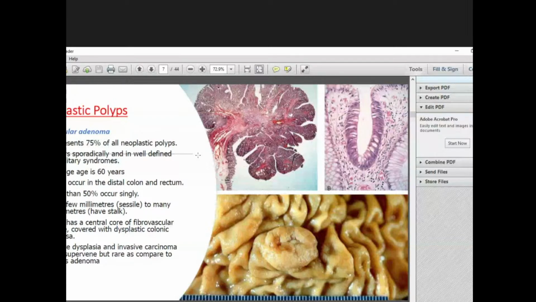If they are purely tubular adenoma, they are usually seen as single, and their size can be a few millimeters to a centimeter. They can be sessile, they can be pedunculated. When they are pedunculated, their stalk will have a central core of fibrovascular tissue, lined by normal or dysplastic colonic epithelium. They can also have severe dysplasia and invasive carcinoma.